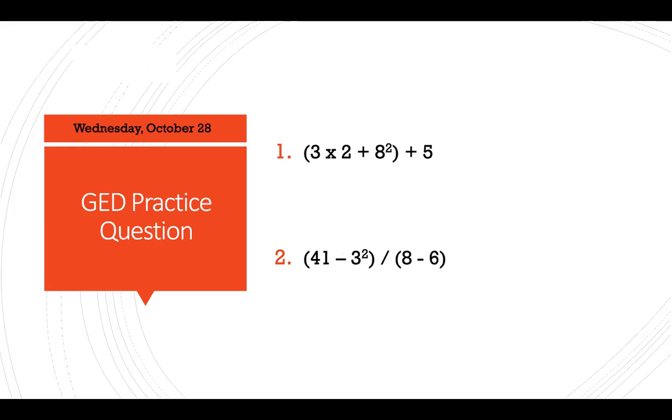All right, so I have a couple order of operations questions here. The first one is 3 times (2 plus 8) squared, plus 5. And I have 41 minus 3 squared, divided by (8 minus 6). So let's see if you can give me the answers to these two questions as well.